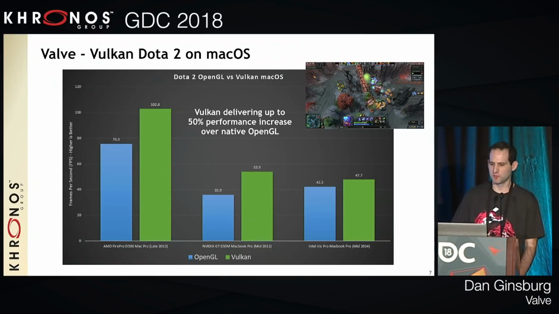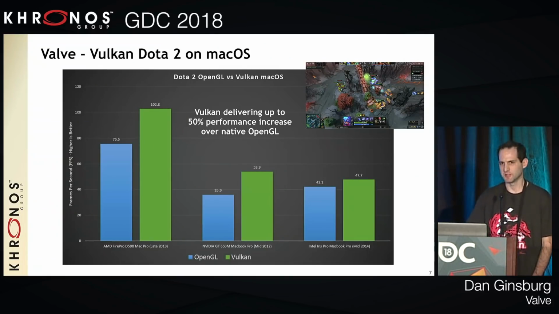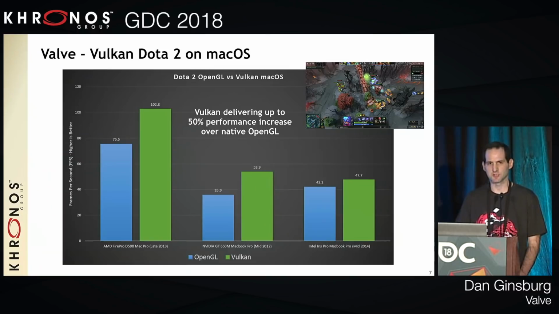At Valve, we've been working really closely with MoltenVK, and we have our engine Source 2 ported over to run on it. We have Dota 2 fully up and running, and we're getting a really good performance increase in CPU-limited situations versus our OpenGL renderer on macOS. We're seeing as much as a 50% performance increase, and we're seeing it across the board on AMD, NVIDIA, and Intel-based Macs.